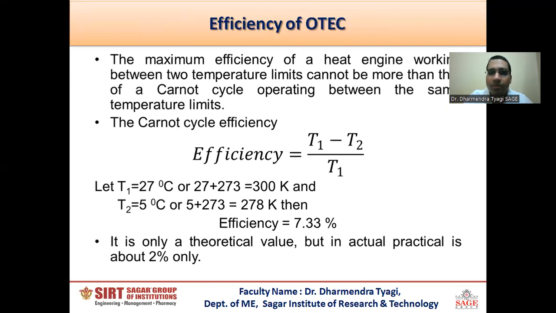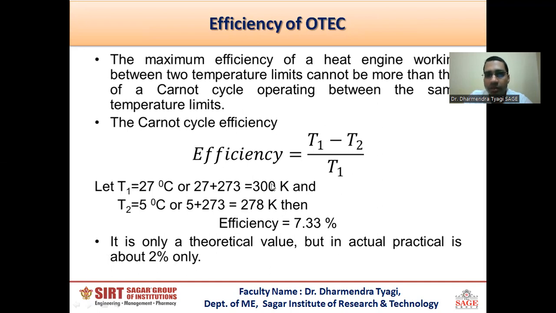Now the efficiency of the OTEC plant. The maximum efficiency of a heat engine working between two temperature limits cannot be more than that of the Carnot cycle operating between the same temperature limits. The Carnot cycle efficiency is (T1 minus T2) upon T1. Here, for example, we can take T1 as 27 degrees centigrade and T2 as 5 degrees centigrade. This is the warm surface water, and this is the cold water at depth. Converted into Kelvin, that is 300 and 278 Kelvin.